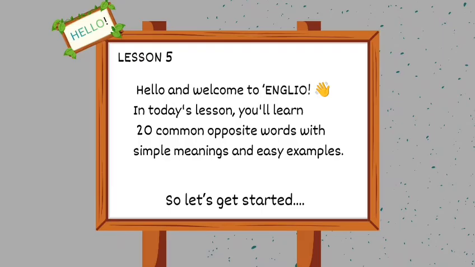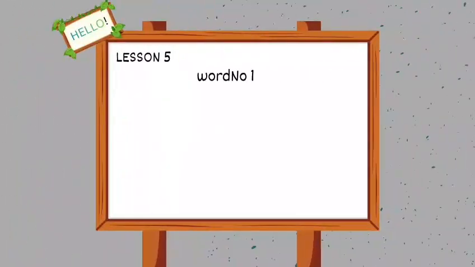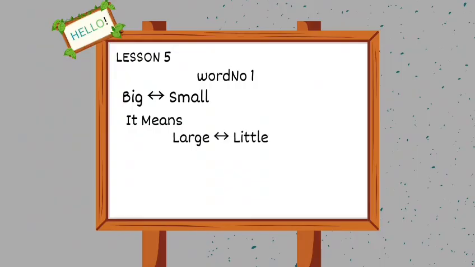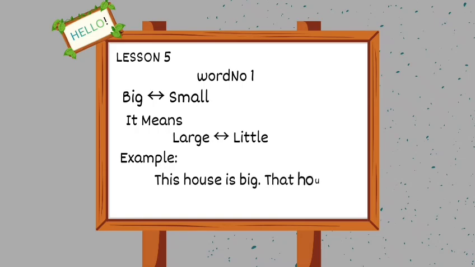In today's lesson, you will learn 20 common opposite words with simple meanings and easy examples, which are also known as antonyms. So let's get started. Lesson number 5, word number 1. Big, small. It means large, little. For example, this house is big, that house is small.